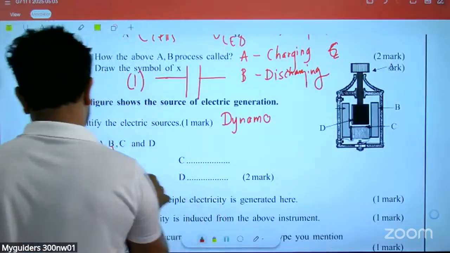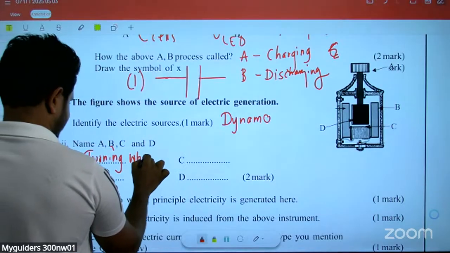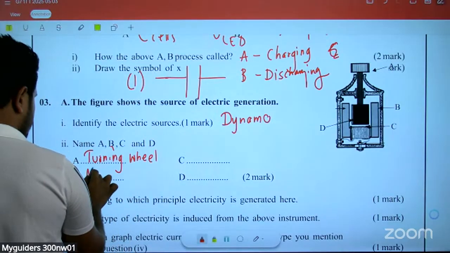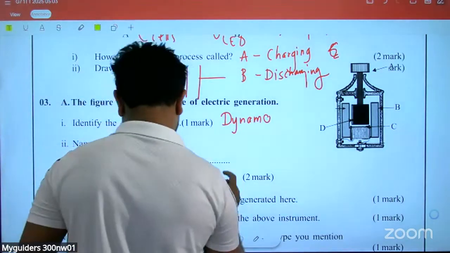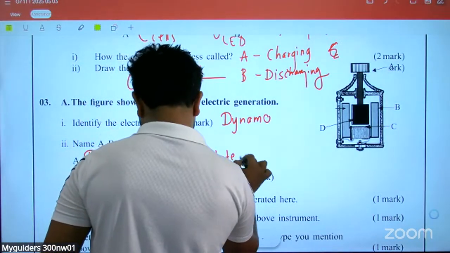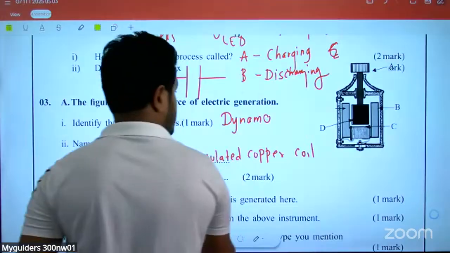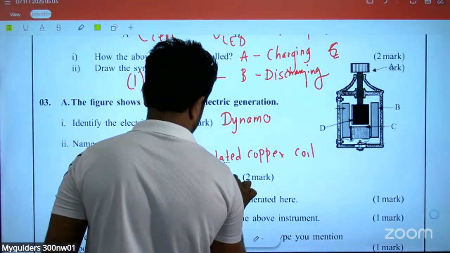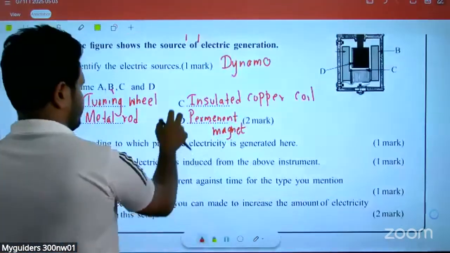A, turning wheel. B, metal rod. C, insulated copper coil. And then the D is a kind of permanent magnet. It's a permanent magnet, right?